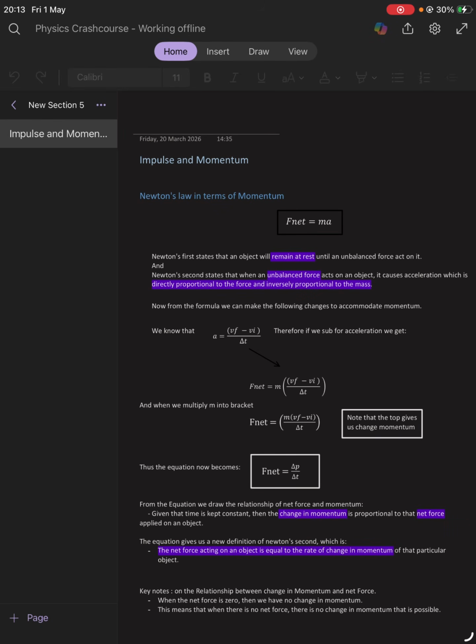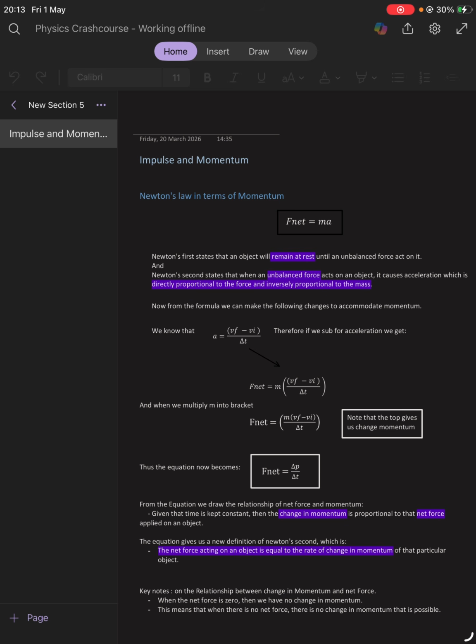In this video, we'll be discussing further on the topic impulse and momentum. And now we'll move into Newton's law in terms of momentum.